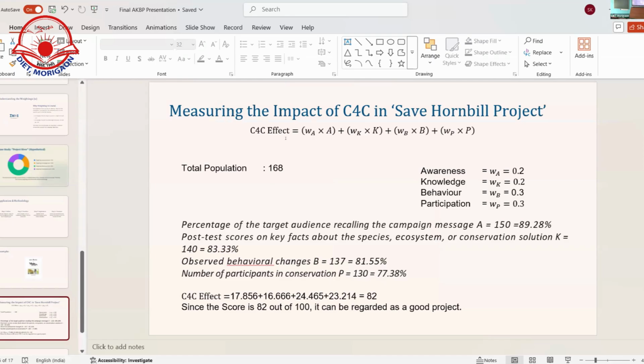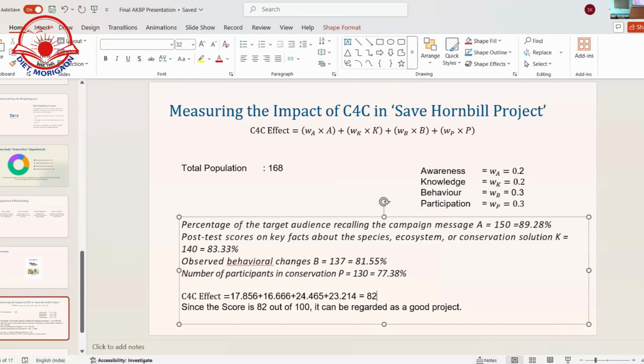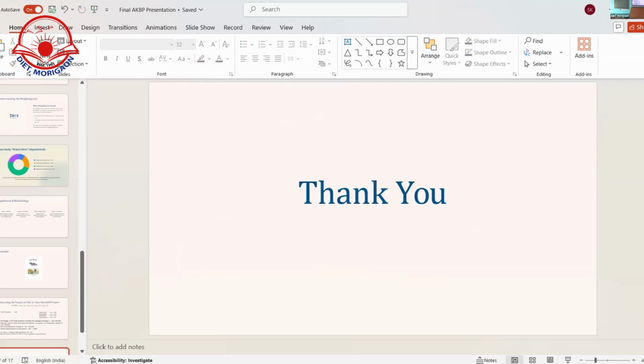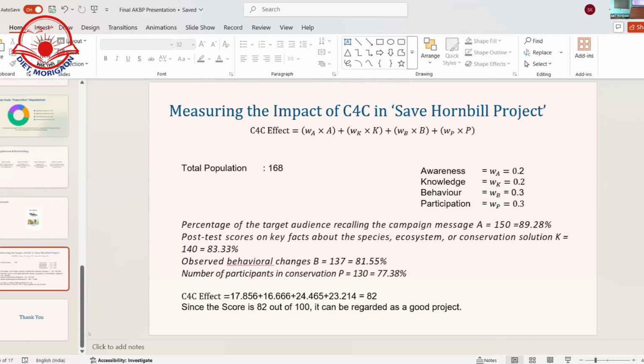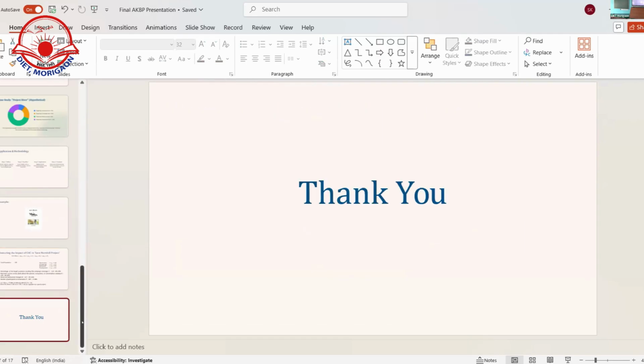It is the calculation of the effect of C4C in that area. Total population was 168, and the weights were like this: for awareness 0.2, knowledge 0.2, behavior 0.3, and participation 0.3. There we found the score is 82. 82 is a good number out of 100. So I can tell you that it was a very good project. And in this way, we can measure the effect of C4C.